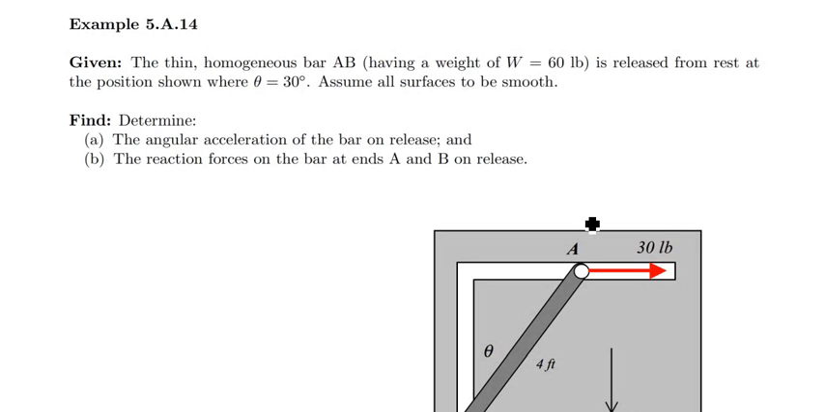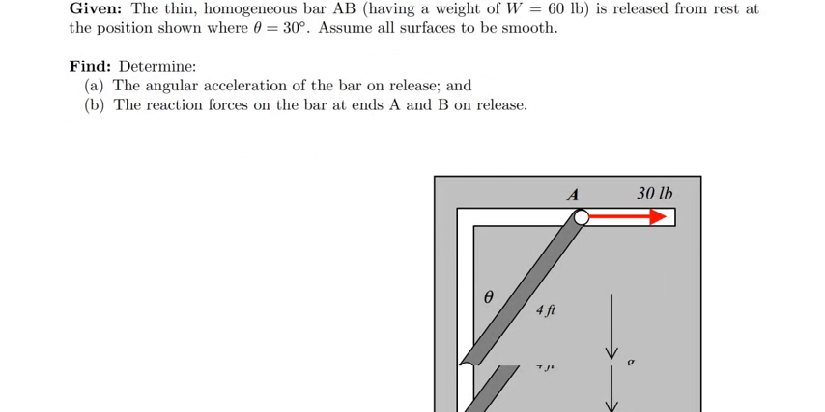Okay, so in this example we have a thin homogeneous bar, AB, which has a weight of W, and we're told this bar is released from rest at the position shown where theta is equal to 30 degrees. We're asked to assume all surfaces are smooth. Given this information, we're asked to determine the angular acceleration of the bar upon release, as well as the reaction forces on the bar at ends A and B.